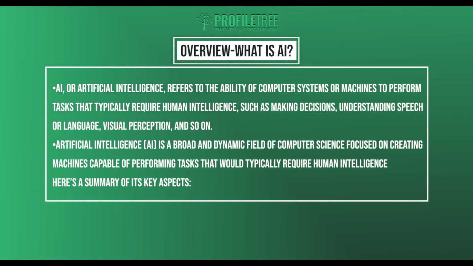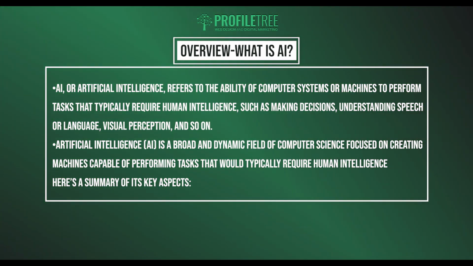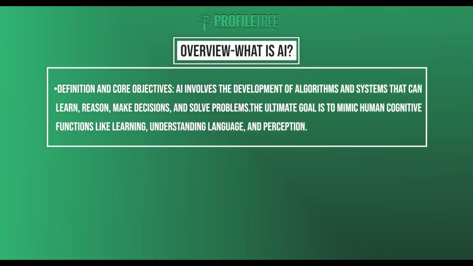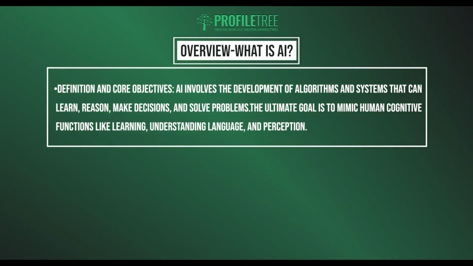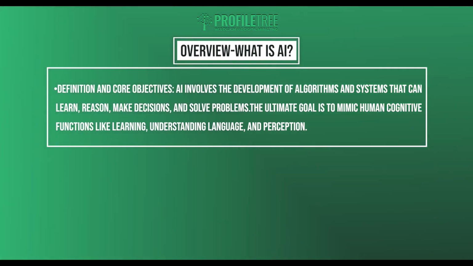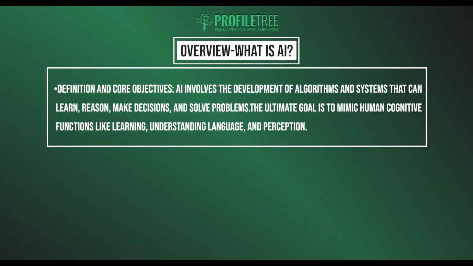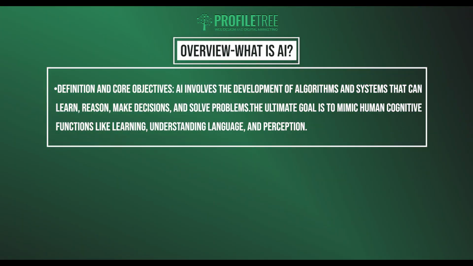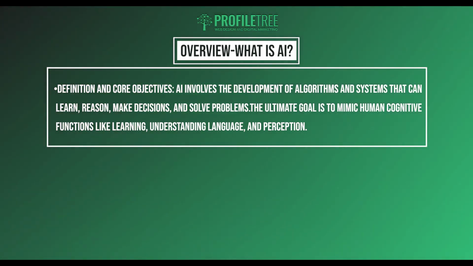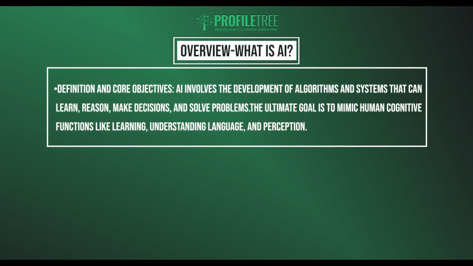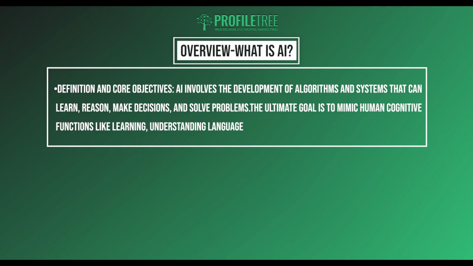Just so we have an understanding of it, we'll go through a summary of some of the key aspects. Firstly is the definition and core objectives. AI involves the development of algorithms and systems that can learn, reason, and make decisions as well as solve problems. The ultimate goal is to mimic human cognitive functions like learning, understanding language, and perception.